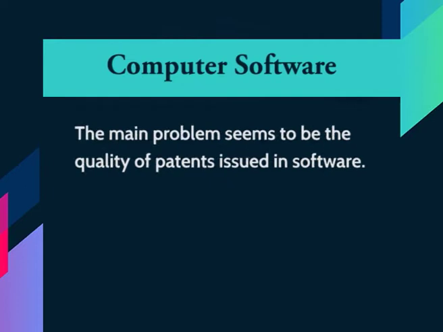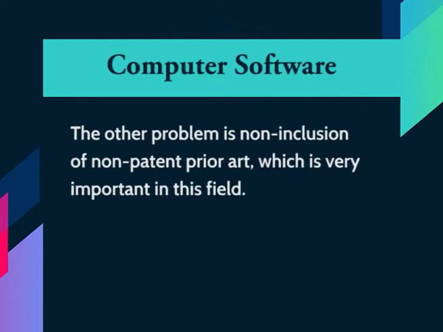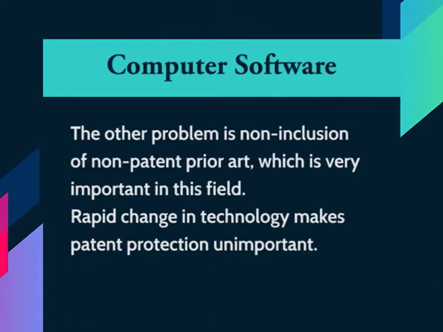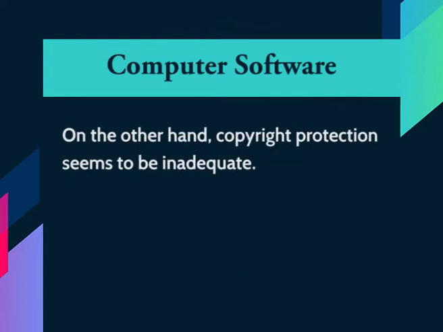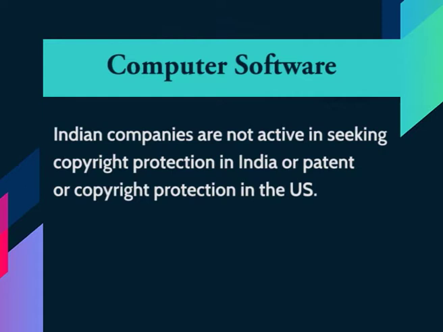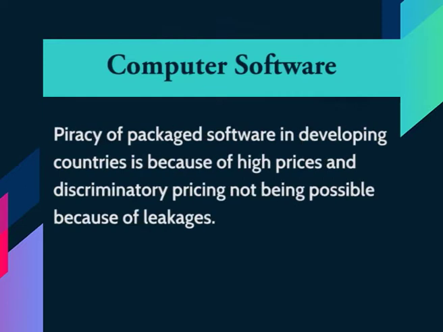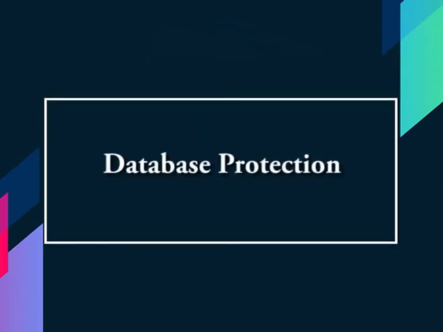The main problem seems to be the quality of patents issued in software. The other problem is non-inclusion of non-patent prior art, which is very important in this field. Rapid change in technology makes patent protection unimportant. On the other hand, copyright protection seems to be inadequate. Indian companies are not active in seeking copyright protection in India or patent or copyright protection in the US. Piracy of packaged software in developing countries is because of high prices, and discriminating pricing not being possible because of the leakages. Then we will discuss database protection.